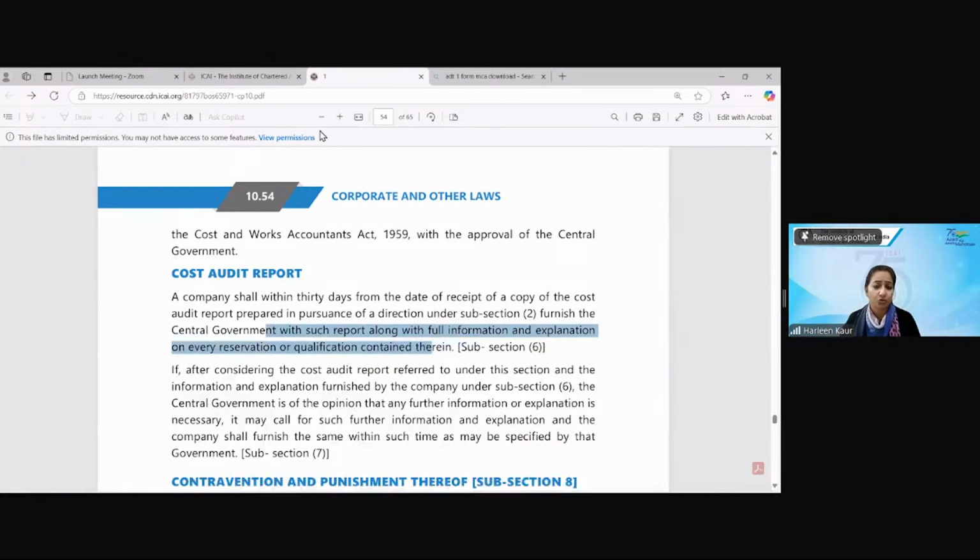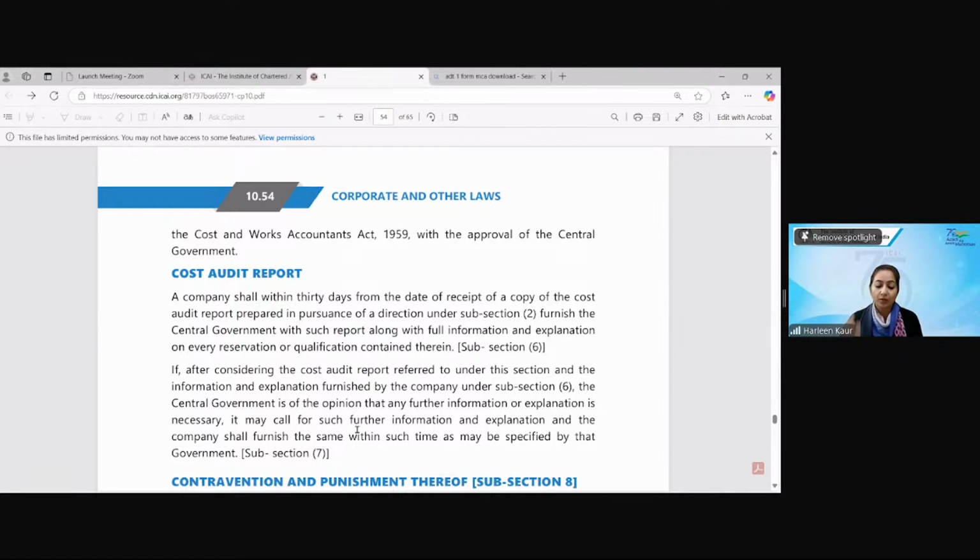What is the meaning of qualification? If there was any error in the cost audit report, they also have to mention this as a qualification. If, after considering the cost audit report and the information given, the central government feels that more information is required, or that they shall furnish further information, then that information is also to be provided.